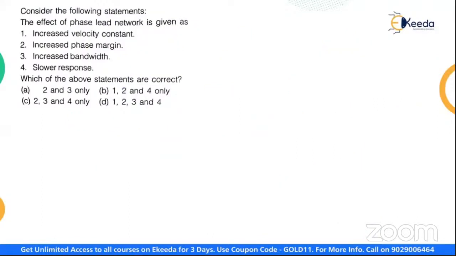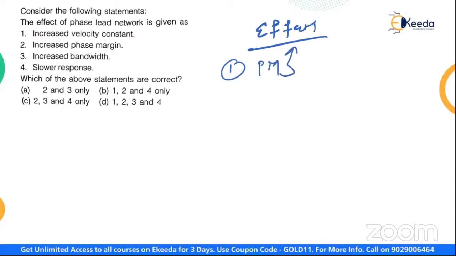Consider the following statements. The effect of phase lead network is as shown. Okay. Yes. Let us write down what the effects are first. The first effect is that your phase margin increases. What did I say? The first effect is that your phase margin increases.